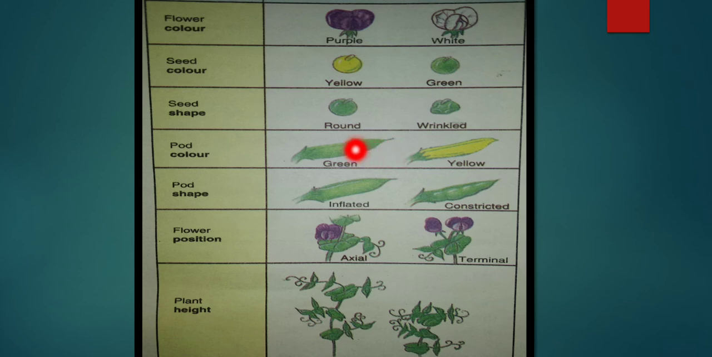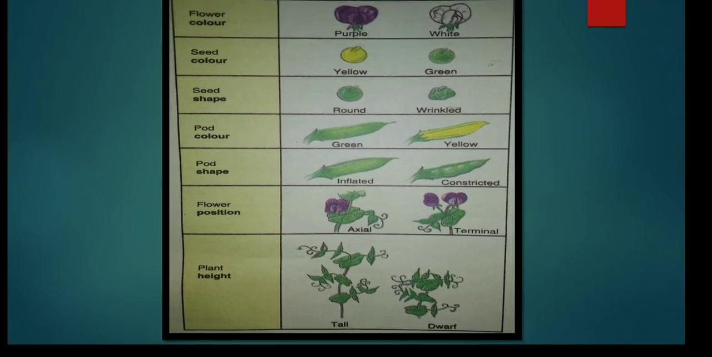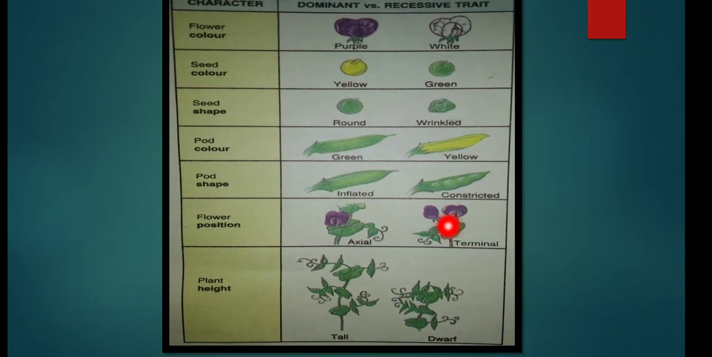Next is pod shape. Inflated is dominant, constricted is recessive. For flower position, axial is dominant, terminal is recessive. For plant height, tall is the dominant character and dwarf is the recessive character.